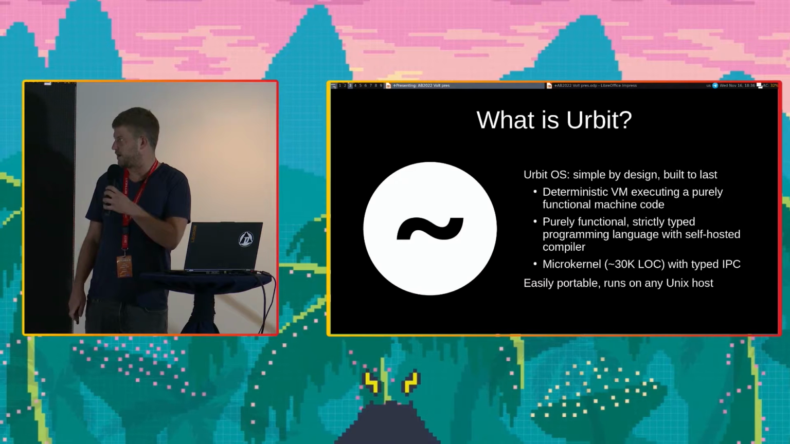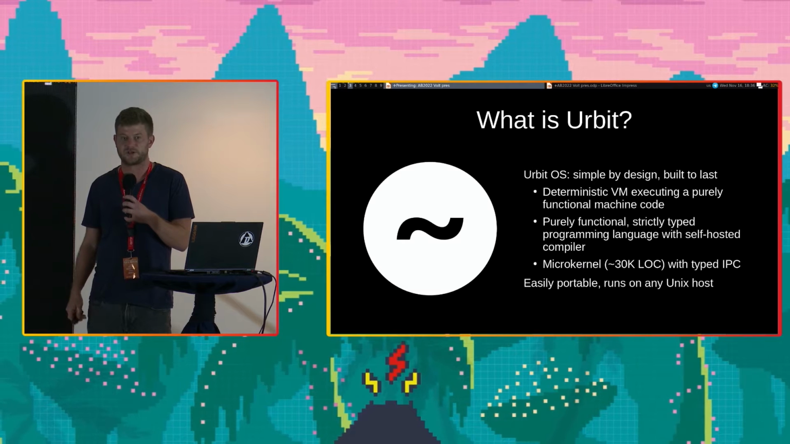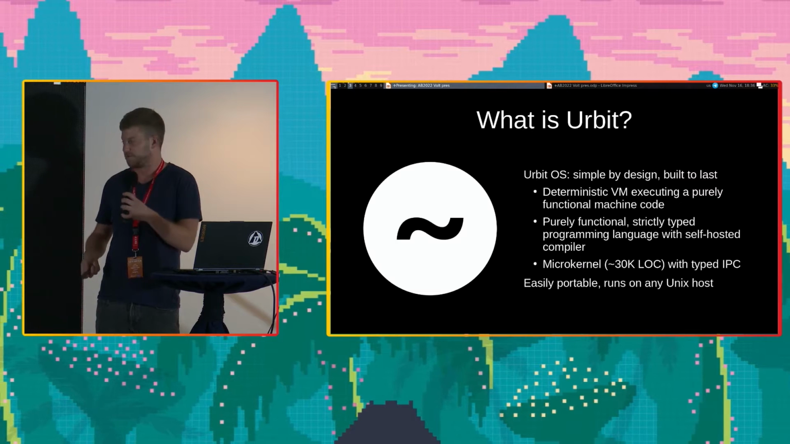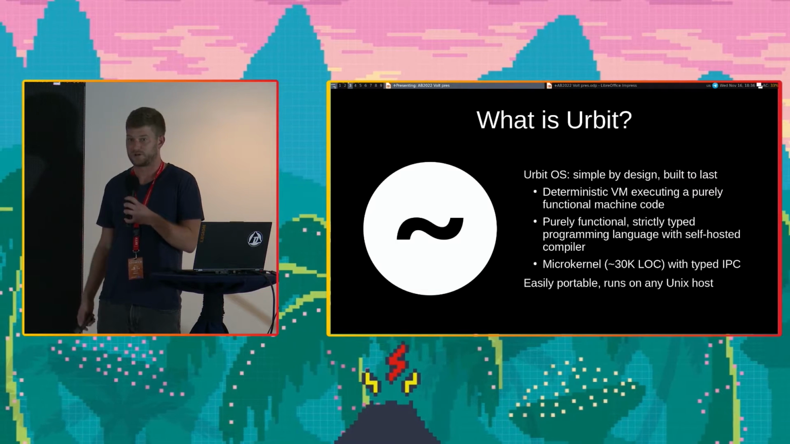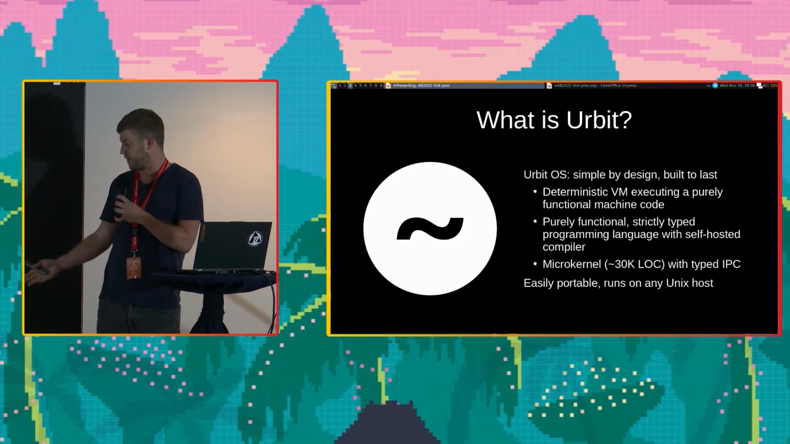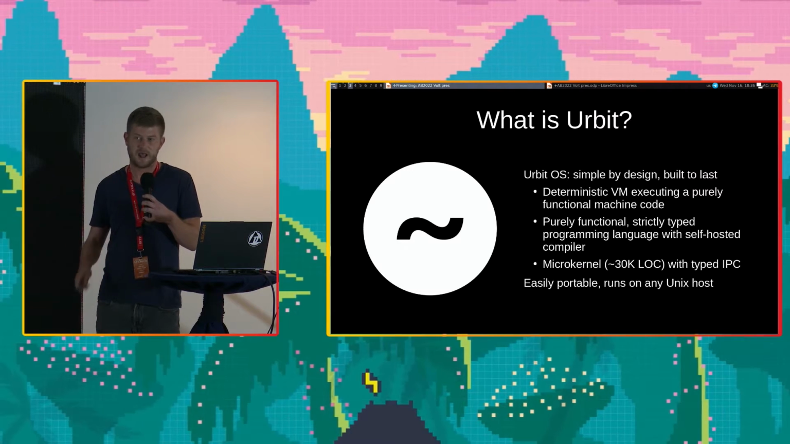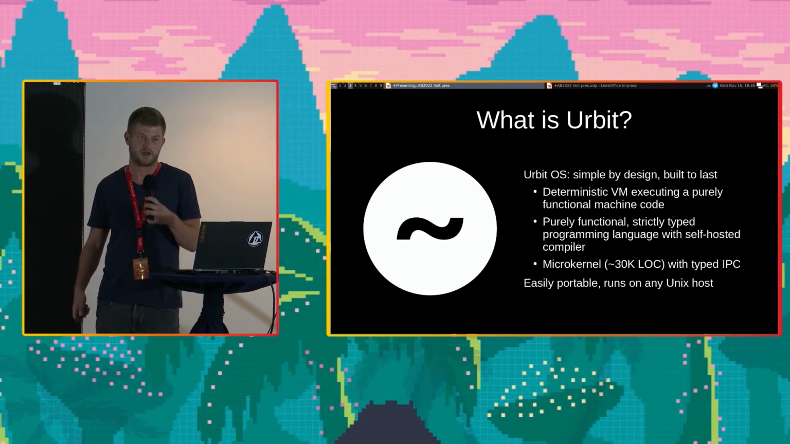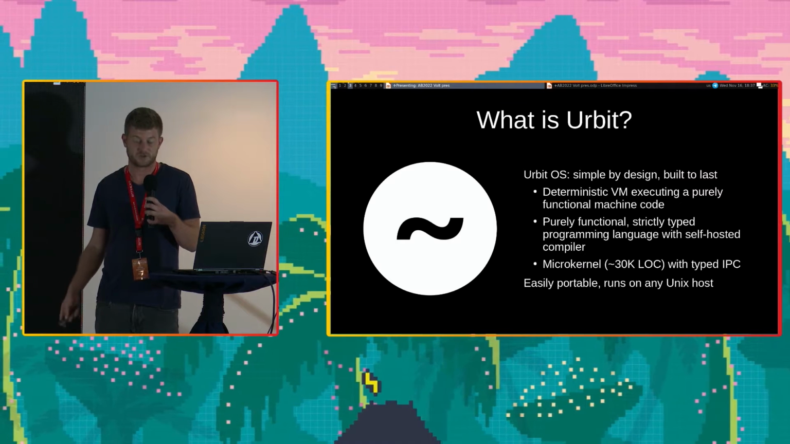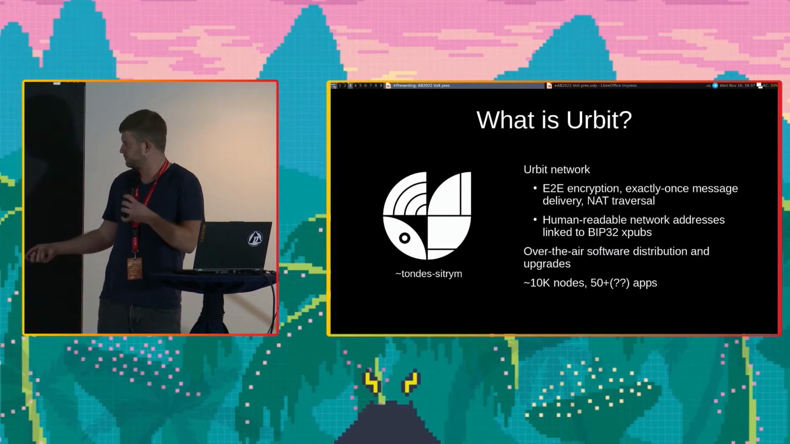So, starting with the operating system. This is built from the ground up, right? It's a deterministic virtual machine executing a purely functional machine code called Nock. A programming language built on top of that called Hoon that's purely functional, strictly typed, and has a self-hosted Nock compiler. Written in Hoon is the microkernel, so it's about 30,000 lines of code. It has typed interprocess communication, and that 30,000 lines is a full set of kernel modules. So it has a versioned file system, its own build system, networking, secret store, timer, web server, all of that in under 30,000 lines.